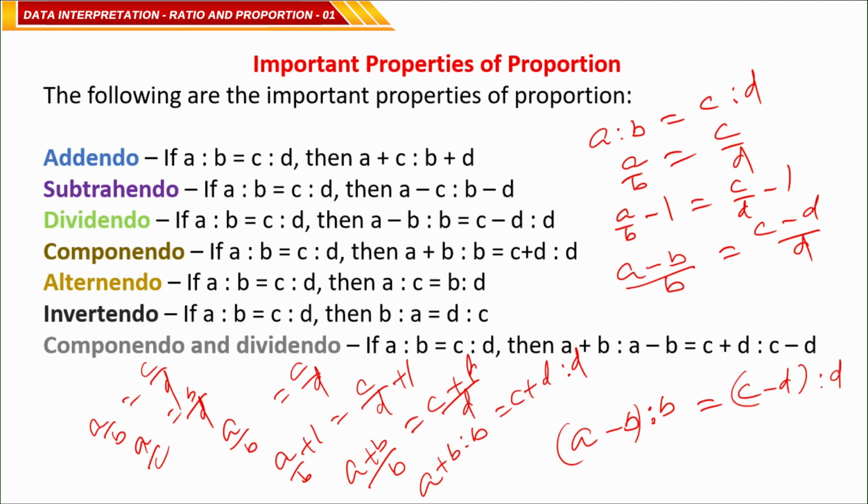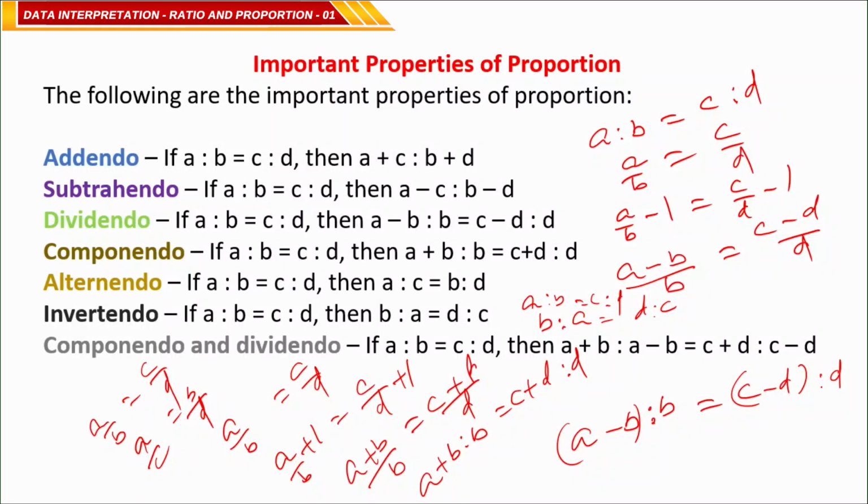Invertendo means you are taking the reciprocal. A is to B is equal to C is to D, invertendo: B is to A is equal to D is to C. Now, the last one is a combination of componendo and dividendo: A plus B by A minus B is equal to C plus D by C minus D, meaning A plus B is to A minus B as C plus D is to C minus D. These are the different properties of proportion, and you have to remember them.